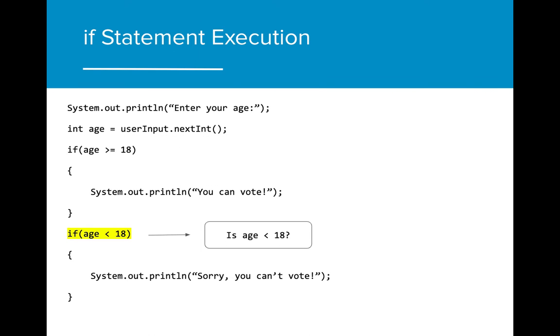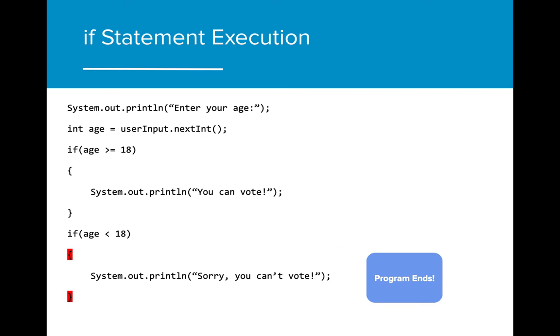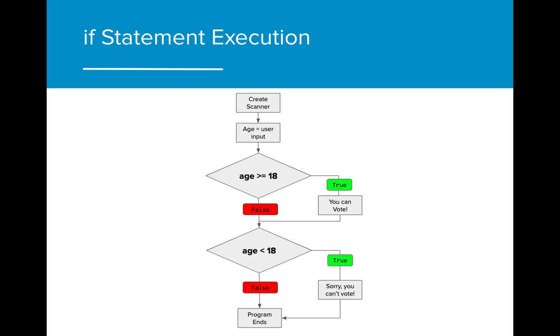The program then goes on to the next statement in the code, which in this case is another if statement. The if statement checks the condition, "is age less than 18?" Because this statement is not true, the condition returns false. As a result, the code in the second if statement is not executed and the program ends. Taking the previous example, we can see how this looks in flowchart form.